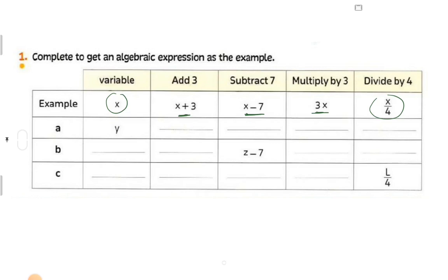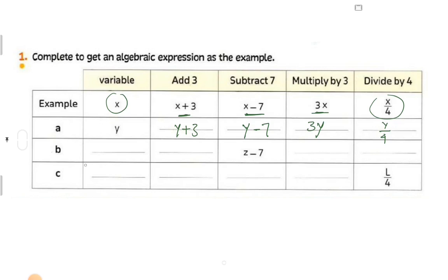Now, point A, we have a variable y. Add 3: y plus 3. Okay? Subtract 7: y minus 7. Multiply by 3: 3y. Divided by 4: y over 4.